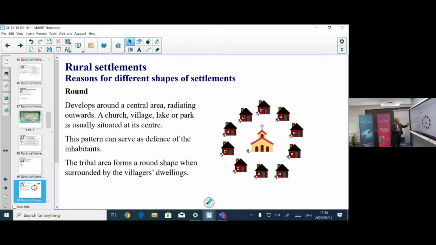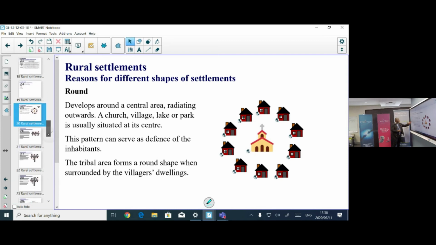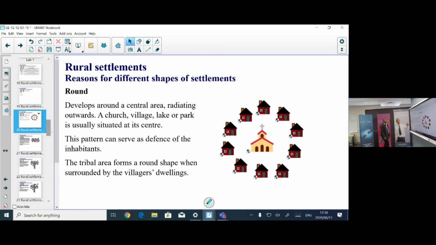Let's look at the next slide, which is rural settlements, reasons for different shapes of settlements. They usually develop around a central area, radiating outwards. There may be a church in the center, or it may be a water source. A village, lake or park is usually situated at its center. This pattern can serve as defense of the inhabitants. The tribal area forms a round shape when surrounded by the villagers' dwellings. So that is the round.